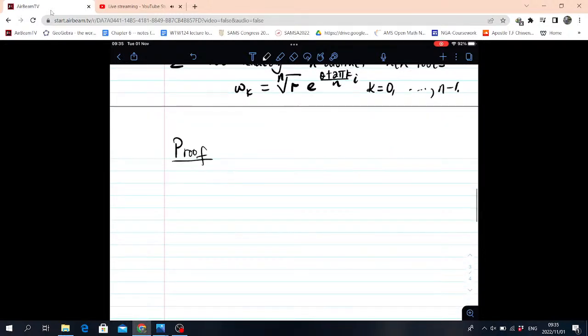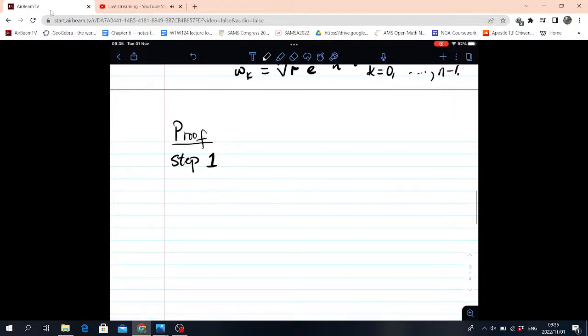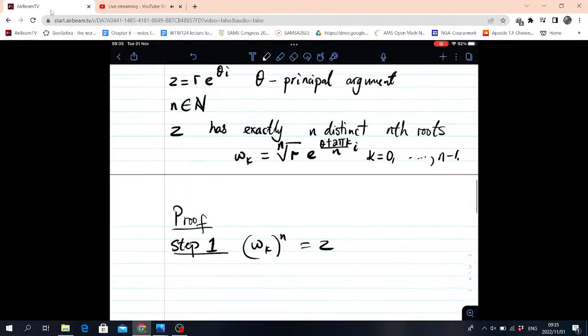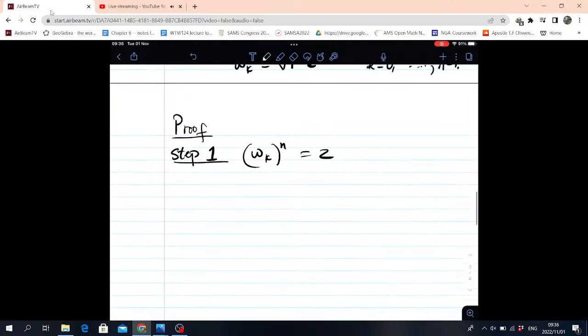So step 1, we said we wanted to show that w_k to the n is indeed an nth root, right? So we've got three parts to the theorem. Let me just put that in blue. They are indeed nth roots that you are given. They are exactly n and they are distinct. So those are the three parts that you need to prove. And so step 1, we had that.